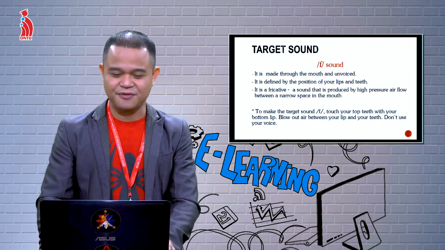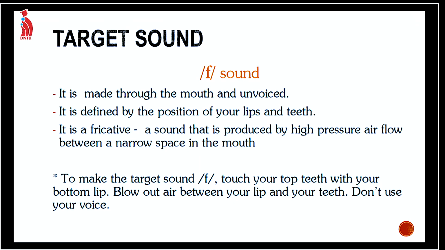So F is made through the mouth and unvoiced. We will be using the mouth, of course, and it is unvoiced. Later, I will explain how unvoiced sounds work. It is defined by the position of your lips and your teeth. So you will be using 2 today, just your teeth and your lips.